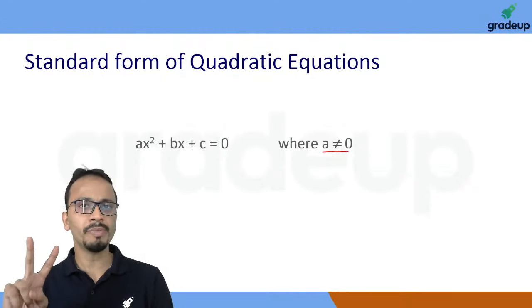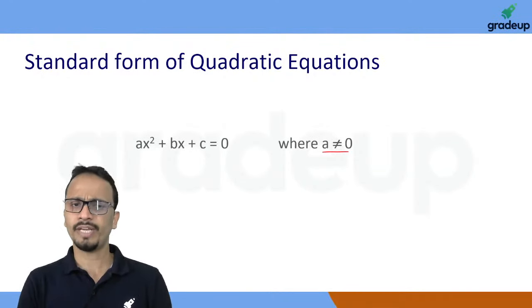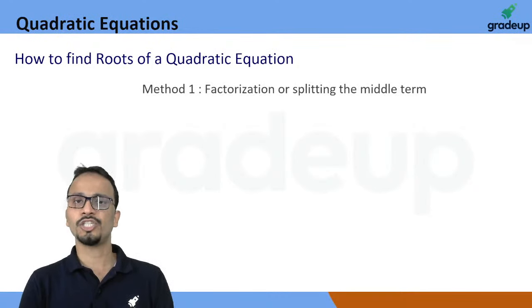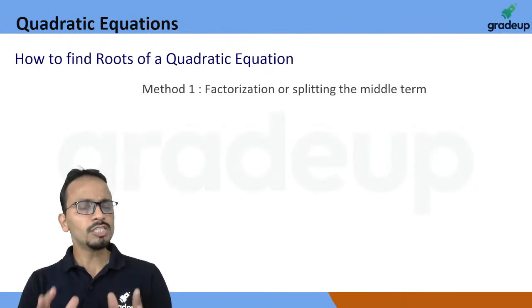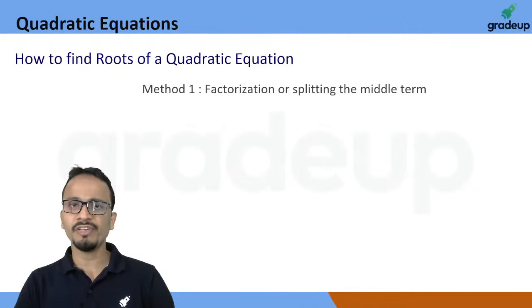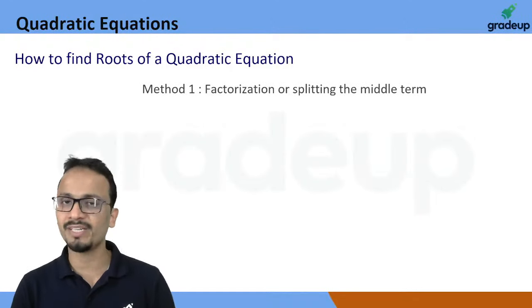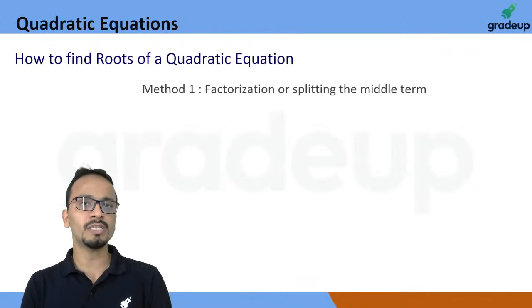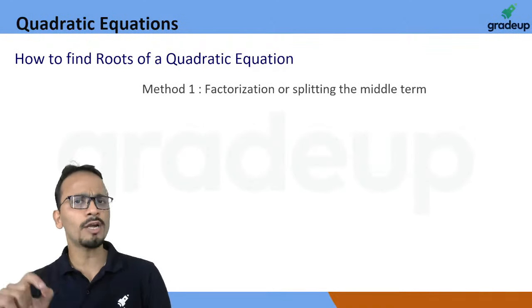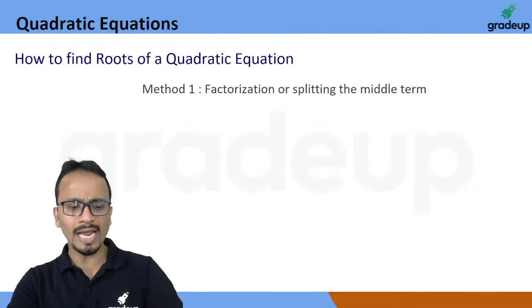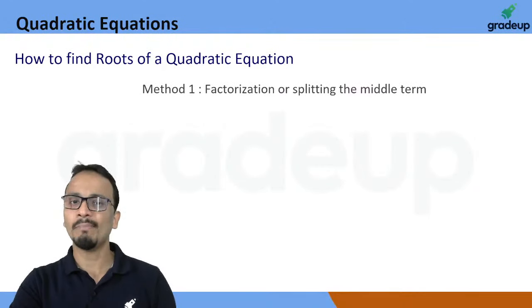We have two different methods using which we can find the value of x. The first method is the method of factorization. This method cannot be applied in each and every case. It can be applicable only when we are able to split the middle term. You will see the method in a few seconds. So this is the factorization method. Once again, this method is not applicable in every case. So let us start with this method. Let us have a look at it using an example.